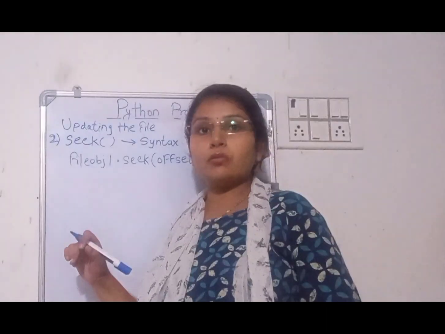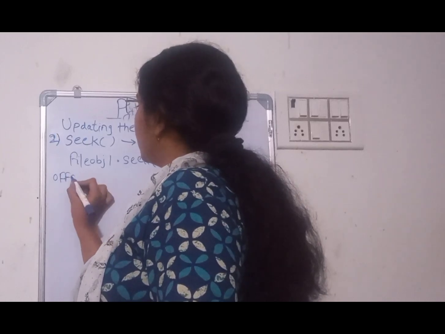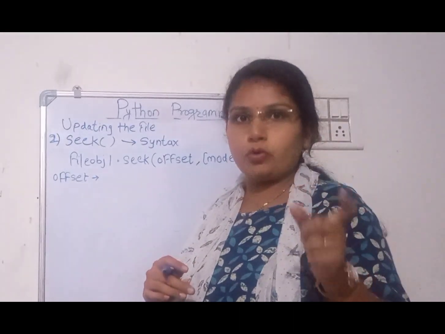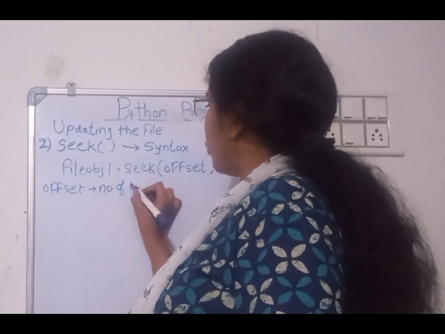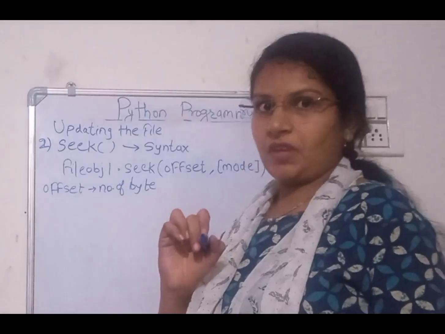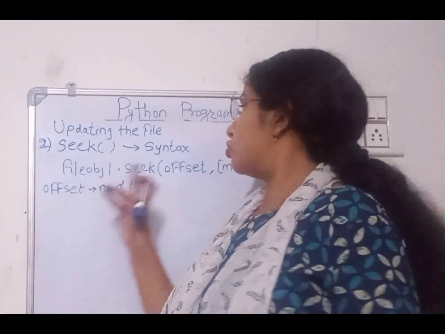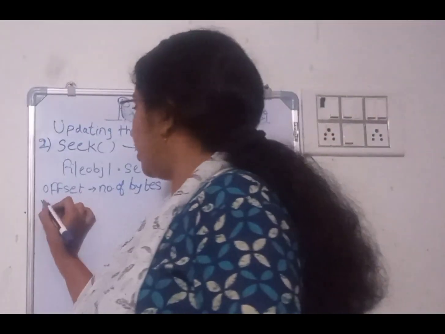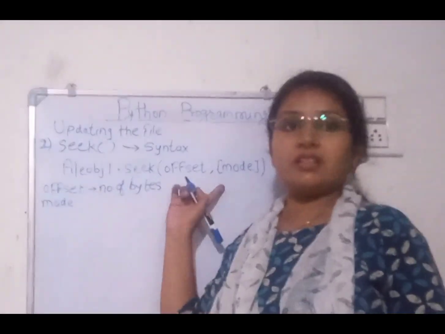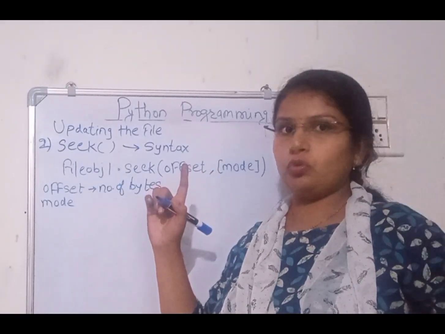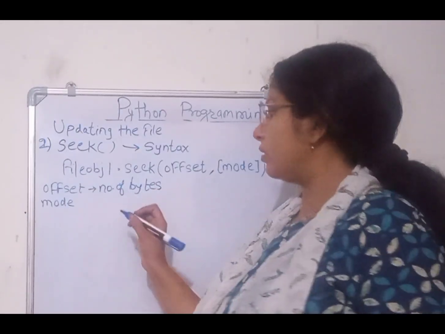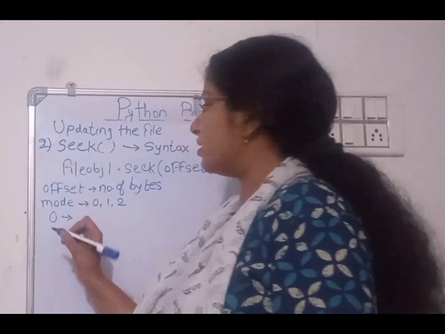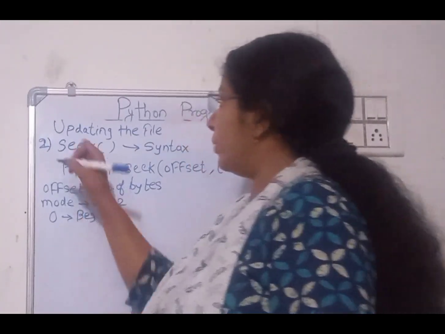Now what are the offset value and the mode values? Offset means the number of bytes, after how many bytes you are changing the position: after 10 bytes, before 10 bytes. So offset means the number of bytes or number of characters in your file content. And for mode, don't confuse this with the opening modes of file handling. There are 3 modes for the seek method: 0, 1 and 2.